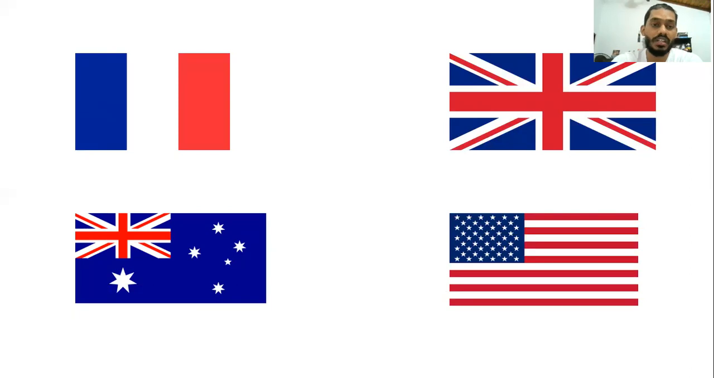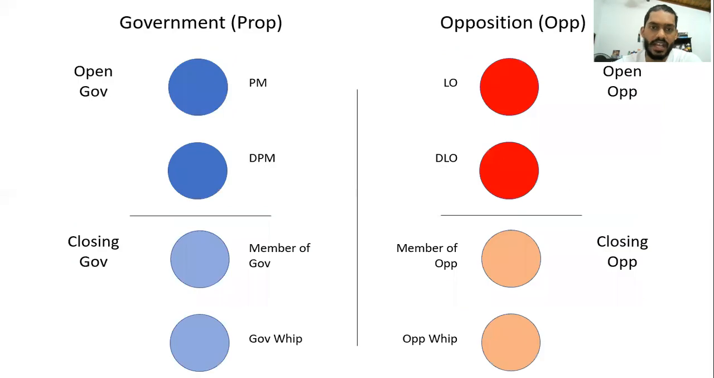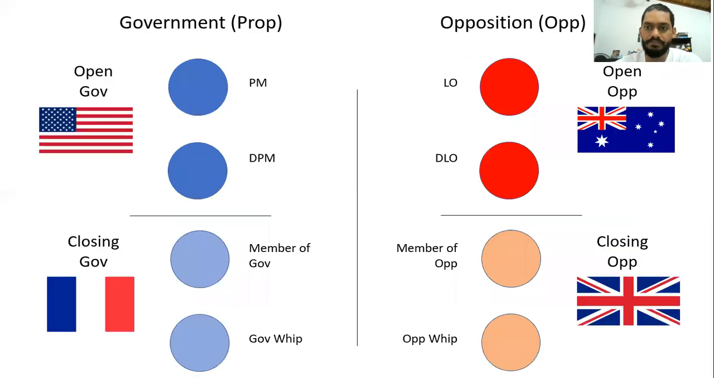It's a little too much work, because you have to figure out who goes opening government, who goes closing government, who goes opening opposition, who goes closing opposition, right? So imagine it came like this. USA gets to go opening government, Australia gets to go opening opposition, France gets to go closing government, Britain gets to go closing opposition.